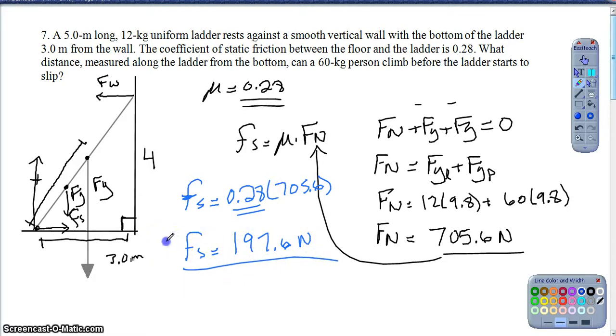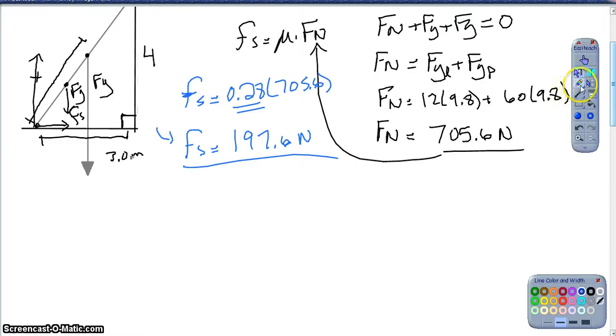So this becomes our critical point, if you will, right? This is the value that we want to figure out: how high can you get up the ladder before friction has to supply this much force, because that's going to be the slipping point, if you will. So I've got that number to work with. And this is where it becomes very similar to what we would normally do for a ladder problem, right?